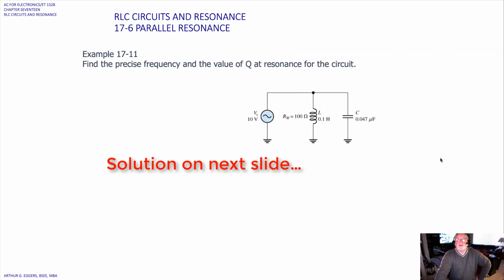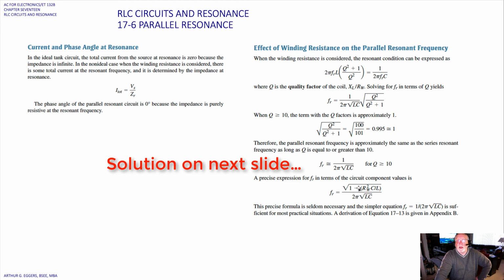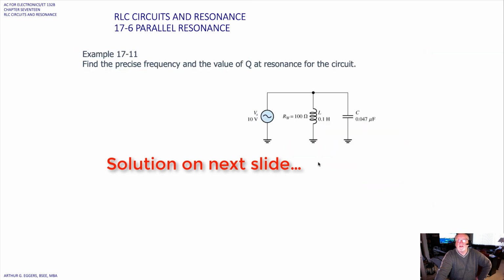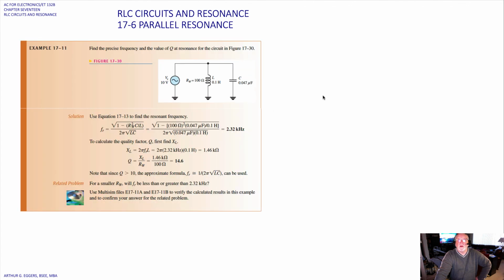So I'm going to let you go ahead and solve this. Find the precise frequency and the value of Q of the resonant circuit. So we've got your values given here with a winding resistance. Go back to these relationships and solve for the frequency and the Q of the circuit.